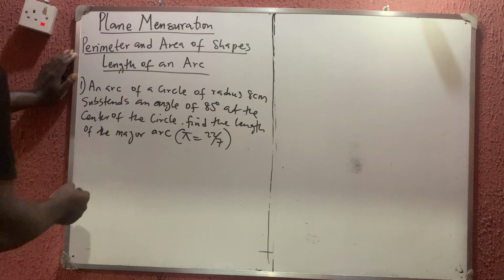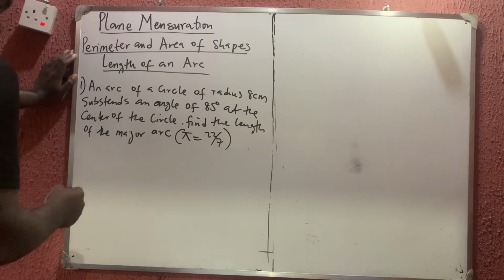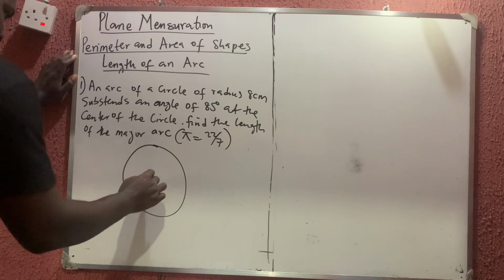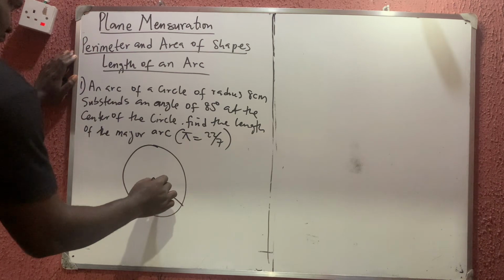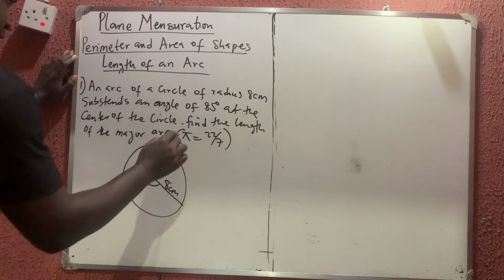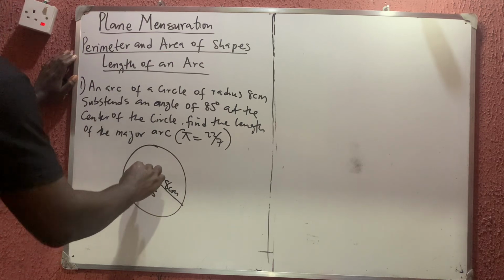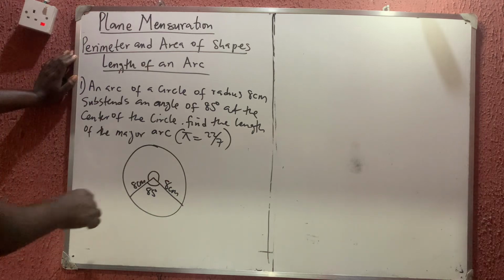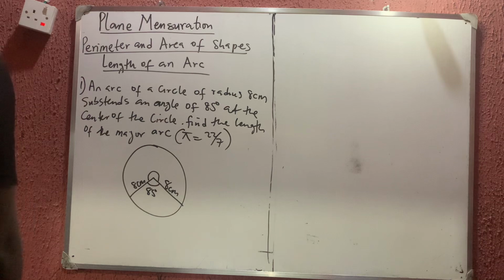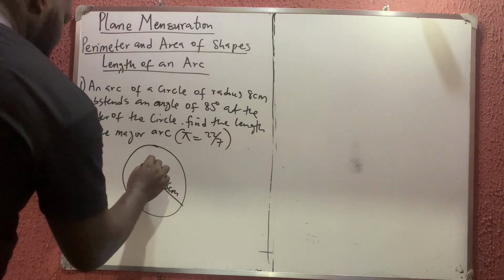Now you can decide to draw it so that you will understand what we are talking about. If we have this as the center of the circle, and these are the radii, the radius they gave us is 8 cm. Here should be as well 8 cm. Now the minor arc is this angle, which is 85 degrees. For us to get the other angle here, the sum of angles at a point is 360. So we say 360 minus 85, I'm having 275.